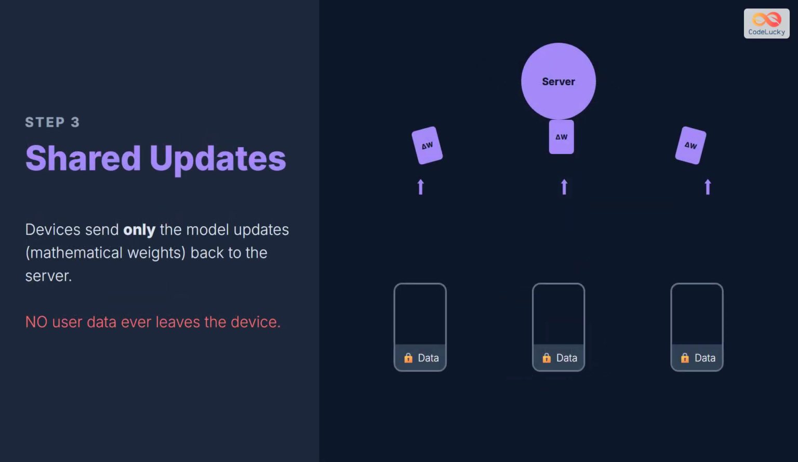Once the model has learned something new, the device prepares an update. Crucially, it does not send the data itself. It only sends the mathematical weights, which are basically a summary of what it learned. This encrypted package contains no personal information, just the lesson.